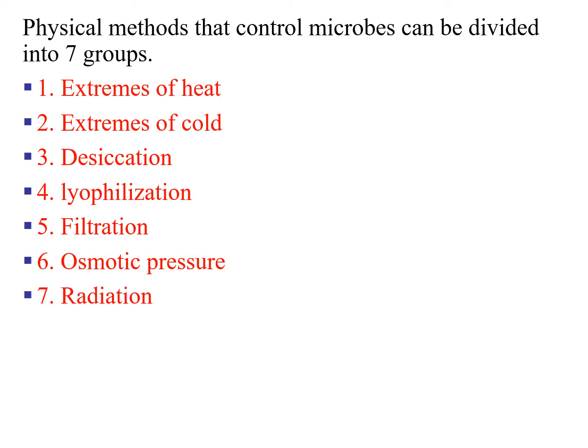We're going to talk about physical methods of controlling microorganisms. These physical methods can be divided into 7 different categories. The first one is extreme heat. Then we will discuss extreme cold, followed by desiccation. The fourth is lyophilization. Then we'll talk about filtration, exclusion. Then we'll talk about osmotic pressure. And then we'll end with radiation.